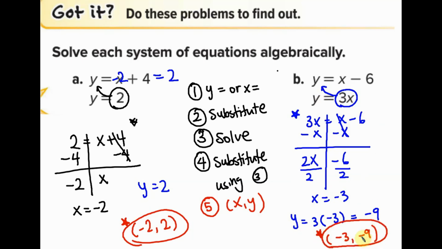You can always double check to see if it's true. If I plug negative 3 in here, negative 3 minus 6, it does give you negative 9. Also, this coordinate has to work for the second equation. If I plug x as negative 3, 3 times negative 3 will give you negative 9. So that's how I know this coordinate satisfies both equations.